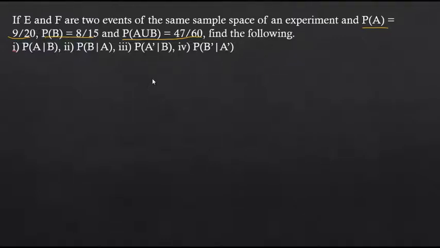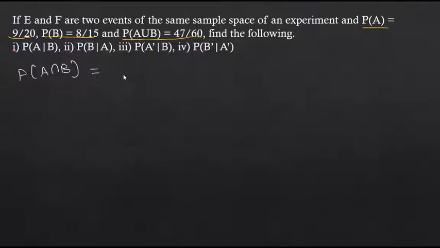See, basically we need A intersection B, but what they have given is A union B. So the first thing you have to find out is A intersection B. Let us find out the probability of A intersection B. That is what is required in the determination of conditional probability.